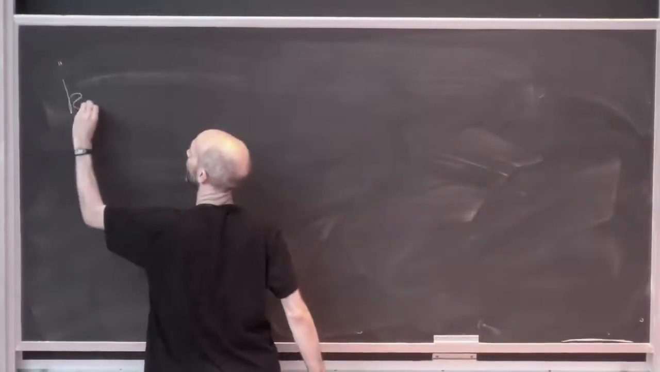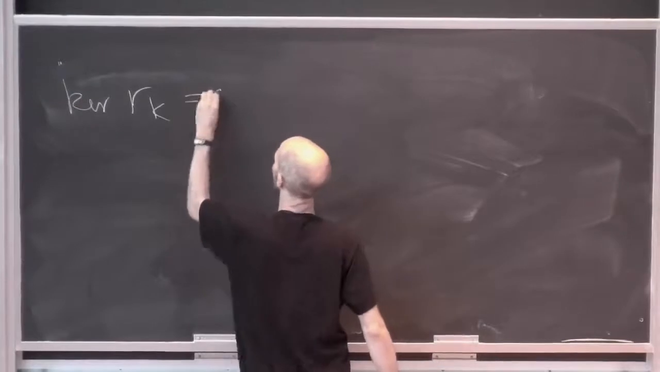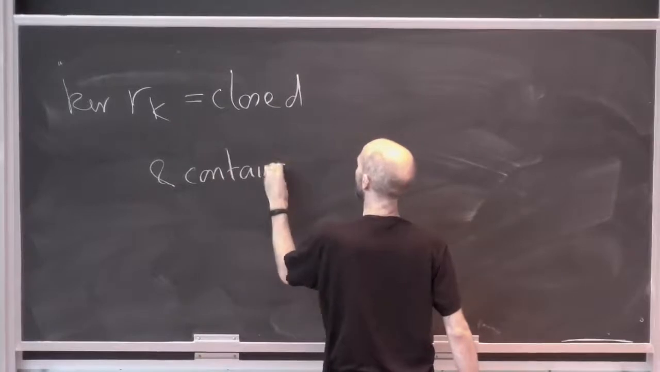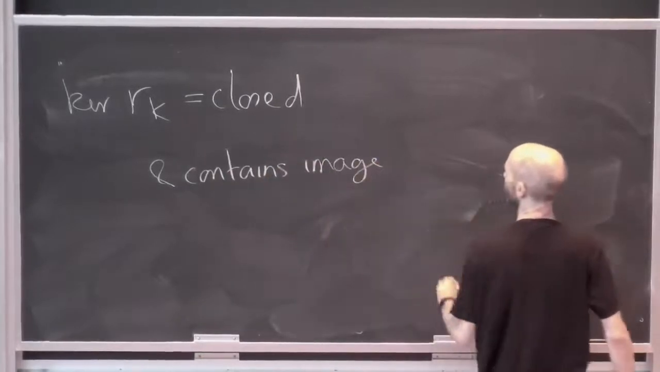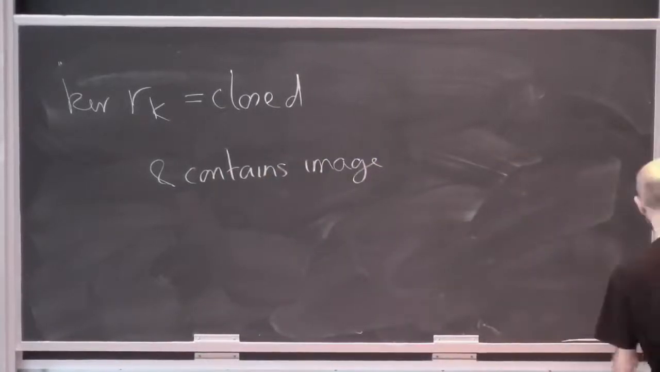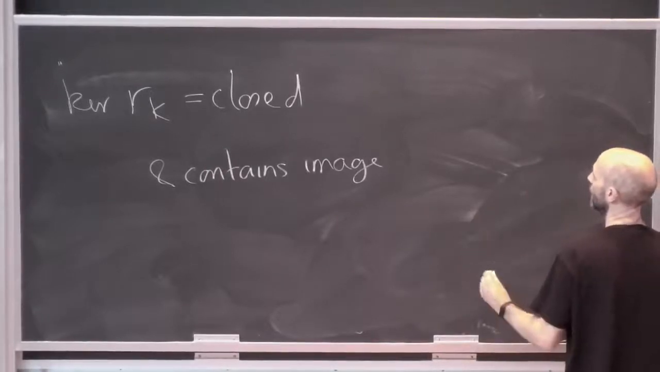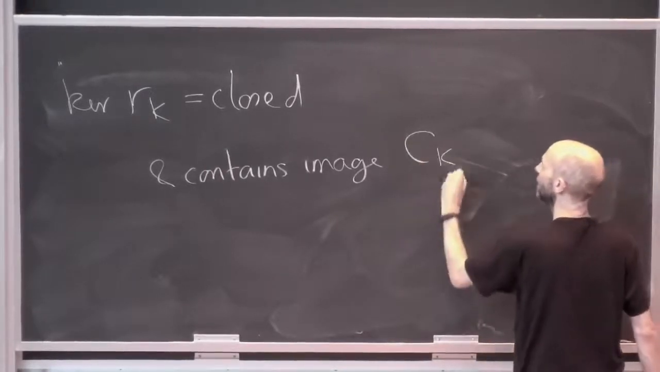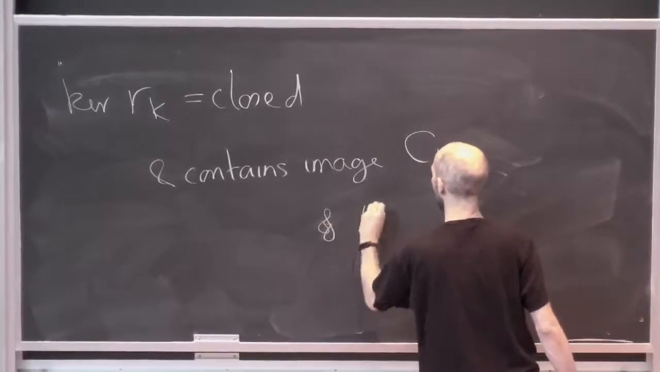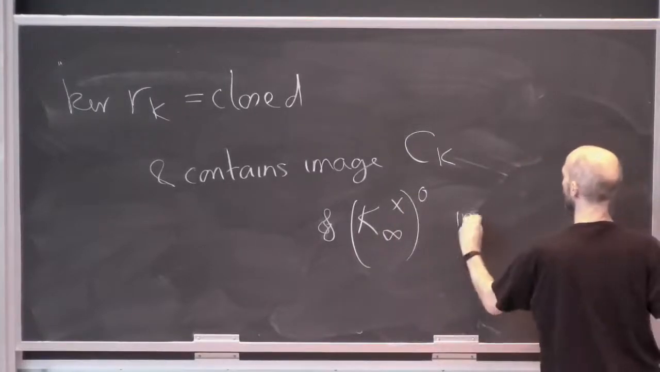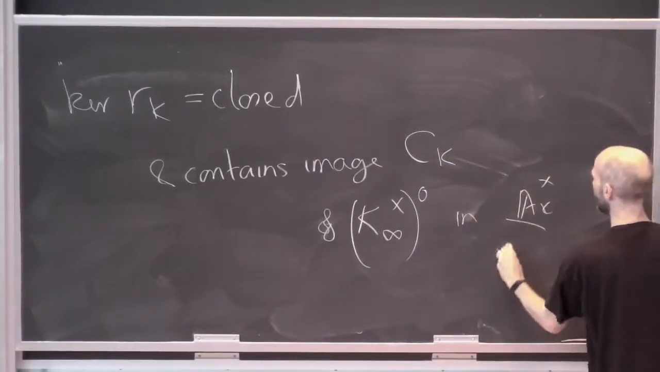This RK, what do we know about RK? This kernel of RK is closed, right? And it contains the image. Let me just call it... I don't think I really need to talk about this image very much, so let me not think very much about what the notation is going to be. And it contains the image CK of K infinity star connected component in AK star over K star.